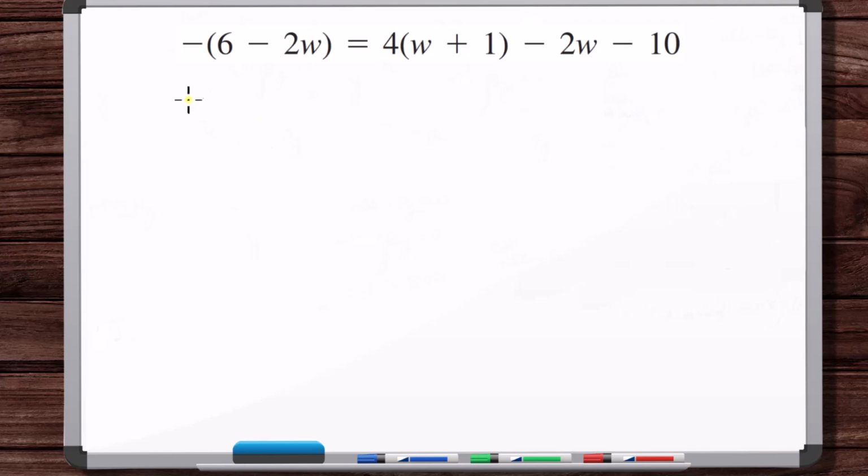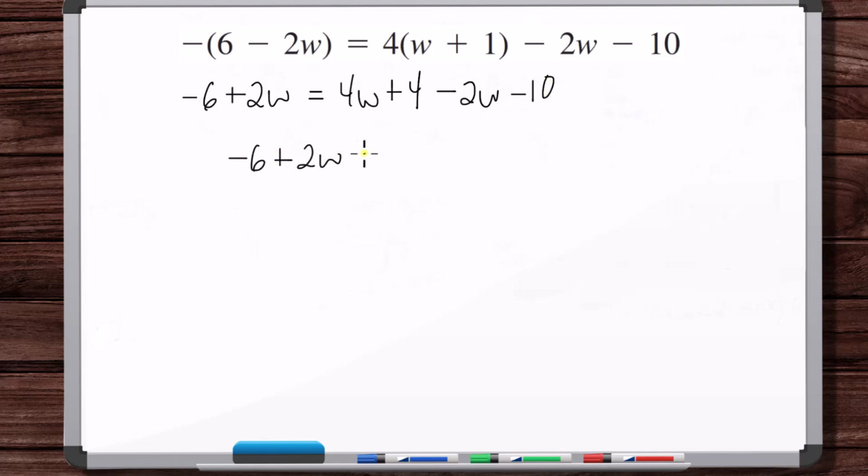Okay, let's distribute this minus on the left here. Okay, let's distribute this 4. And then we've got, okay, now let's 4w minus 2w, and then 4 minus 10. Okay, now let's add 6 to both sides. And we're left with 2w is equal to 2w.